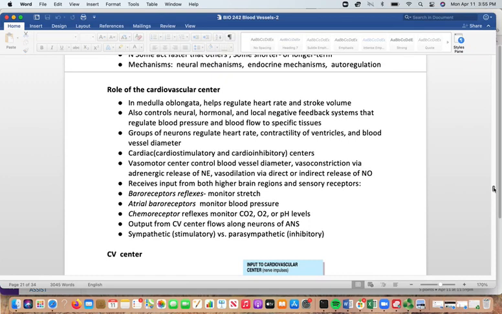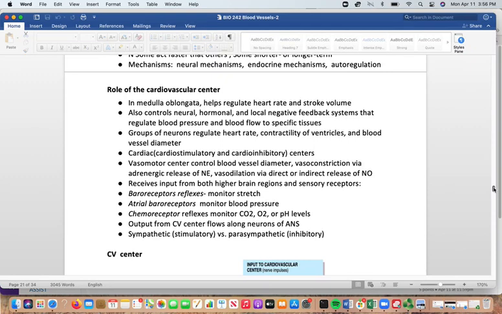Inside of there, you've got cardiostimulatory and cardioinhibitory centers inside of the cardiac center itself. The vasomotor control center will also control blood vessel diameter. It can do this through vasoconstriction with the adrenergic release of norepinephrine, or you can have vasodilation through direct or indirect release of nitric oxide.